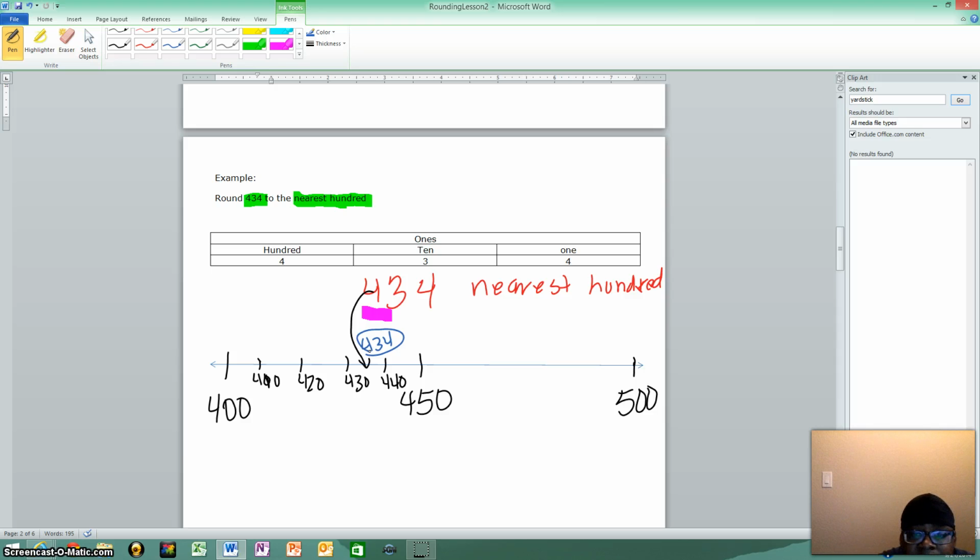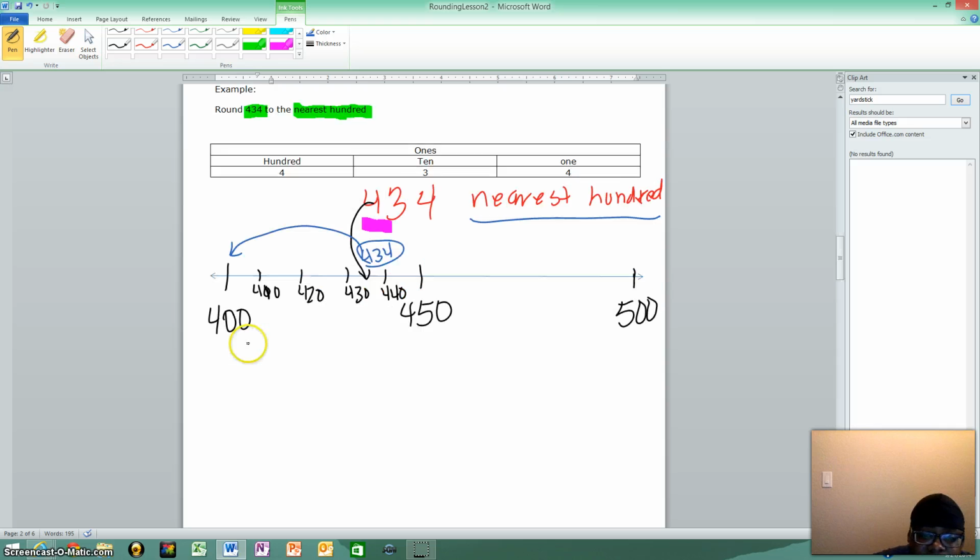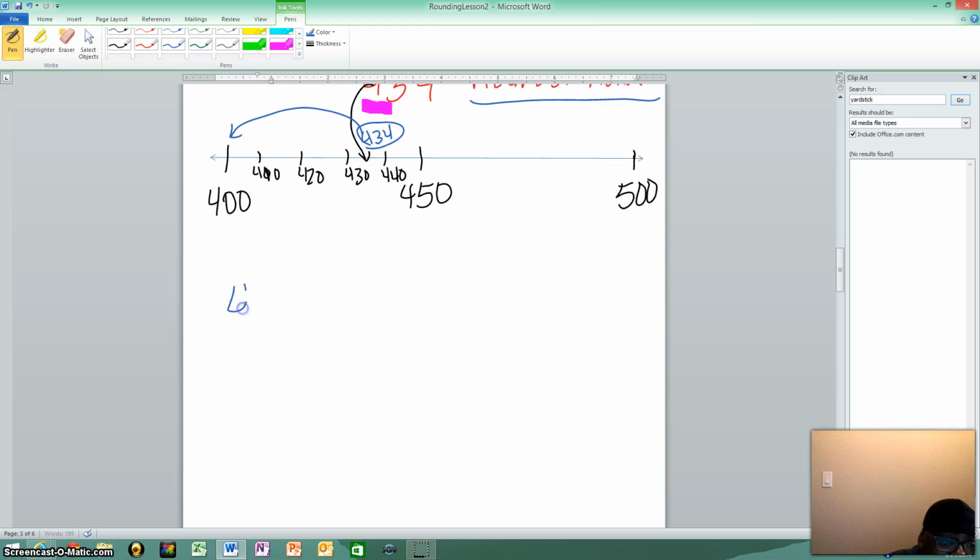So now let's look at our number line. Remember, we're trying to go to the nearest 100. Well, 434 to the nearest 100, counting by 100. 434 is right here. It's closer to 400 than it is to 500. So 434 rounds to 500.